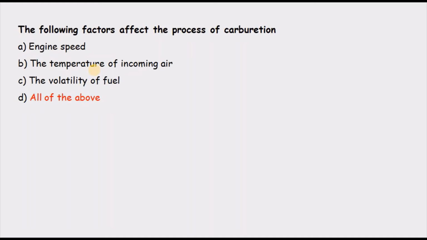So in that manner also it is going to affect. So the temperature of incoming air is also going to affect the carburation process. Now the volatility of the fuel. As we discussed earlier, the highly volatile portion of the fuel is going to vaporize in the carburetor, thereby supplying a partially vaporized fuel to the engine. So the volatility of the fuel is also a parameter which is going to affect the carburation process, and therefore the correct answer is D, all of the above.